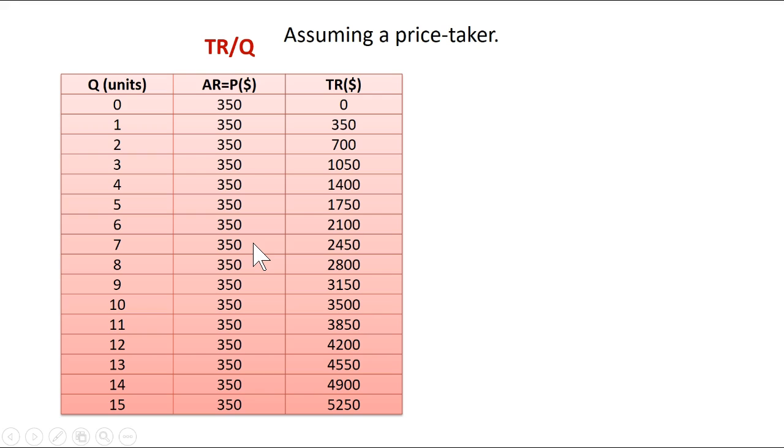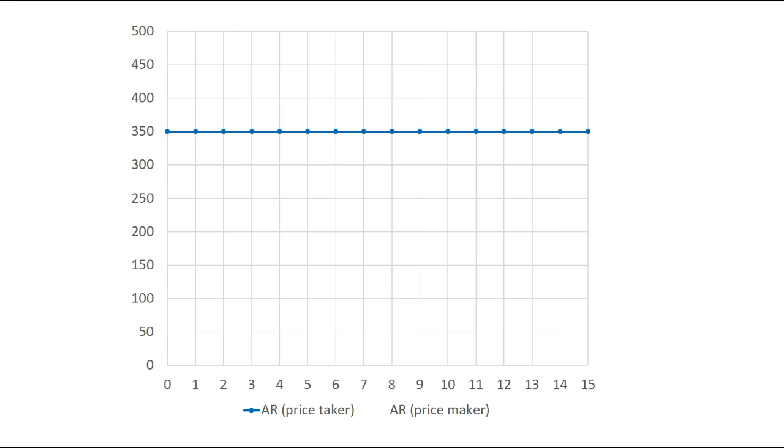This is our price taker. Let's look at that on a graph. Pretty straightforward. There's our average revenue curve, or our price line if you like.